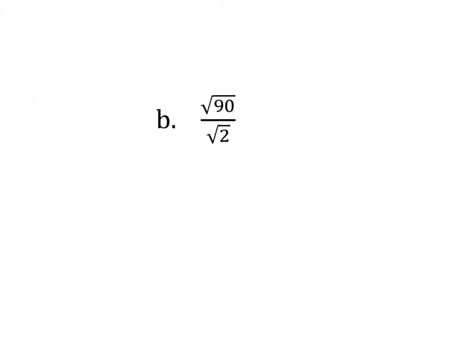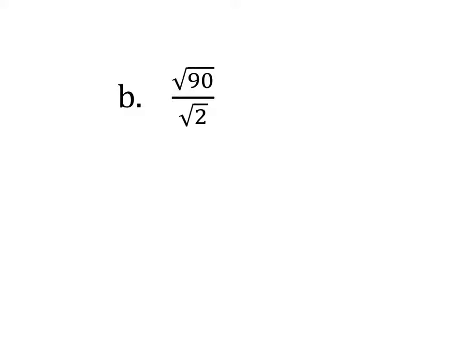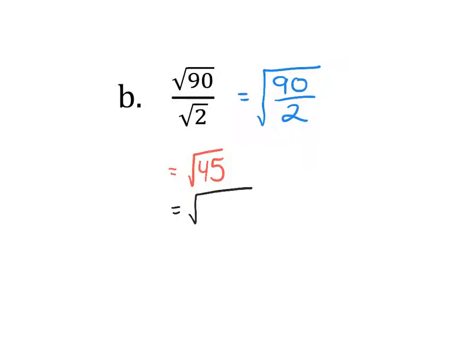Let's take a look at letter B. Square root of 90 divided by square root of 2. We use our quotient rule to rewrite that as the square root of 90 divided by 2, all in one square root. Then we do that division, and we get the square root of 45. Can we evaluate the square root of 45? No. Are there any perfect squares that can go into 45? 9. How many times? 5 times. So we can split this up as a square root of 9 times 5.